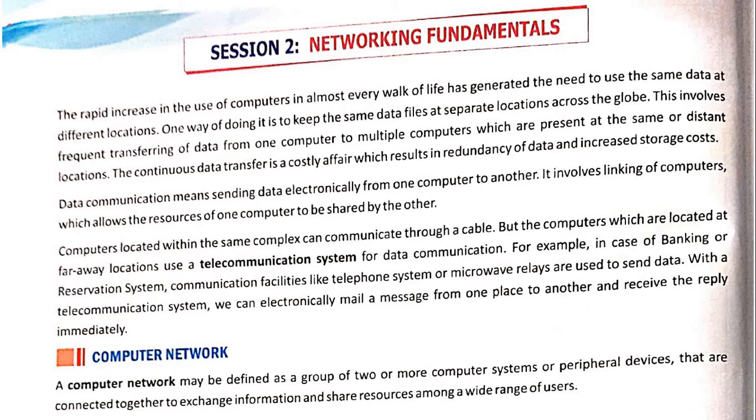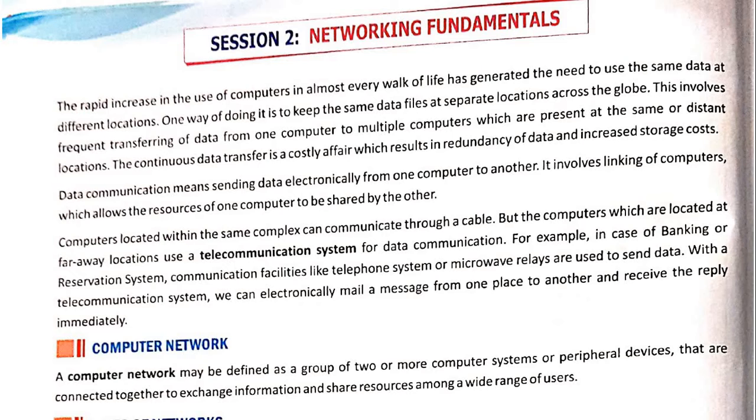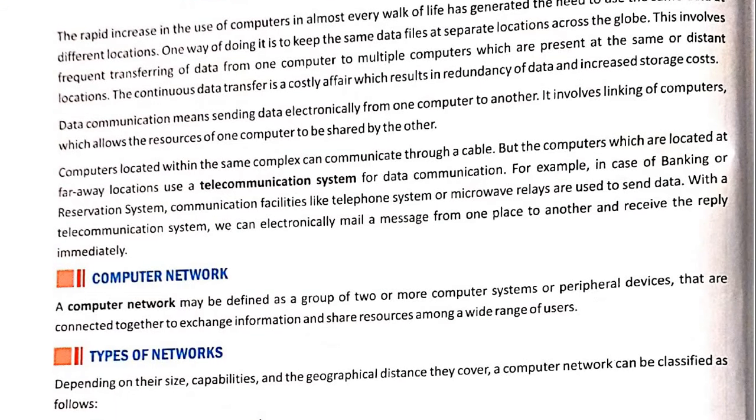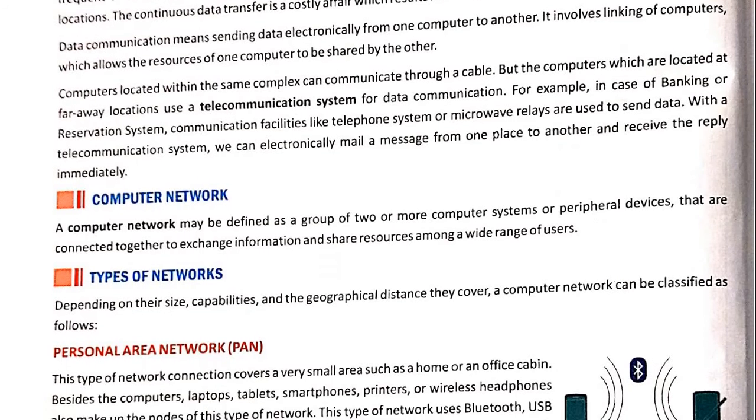What are the main things that are involved in networking, means connecting two computers together and working together? So the very first one, you can see, is what is a computer network. It is explained here. This is the definition. A computer network may be defined as a group of two or more systems or peripheral devices that are connected together to exchange information and share resources among a wide range of users.